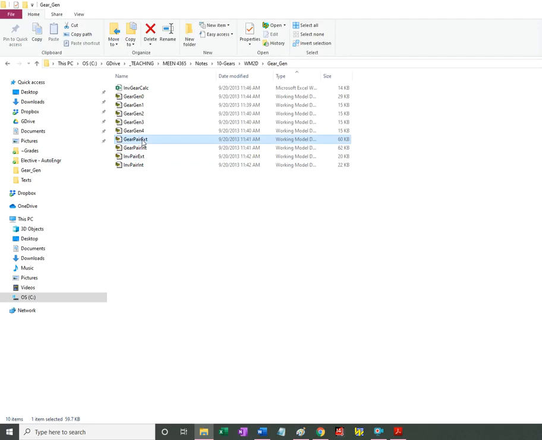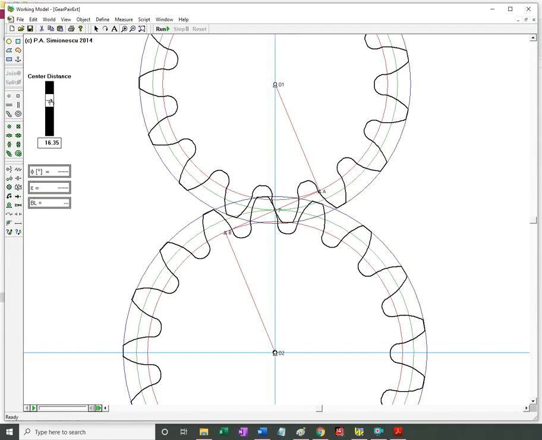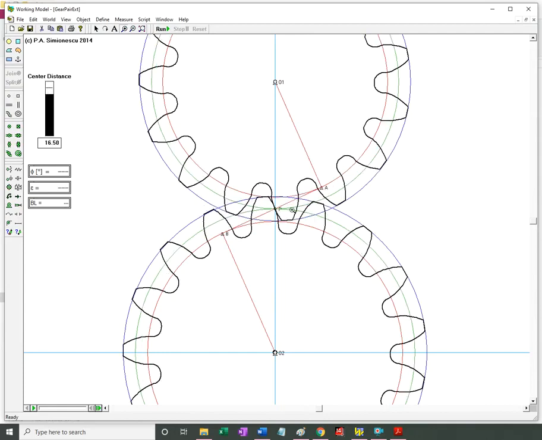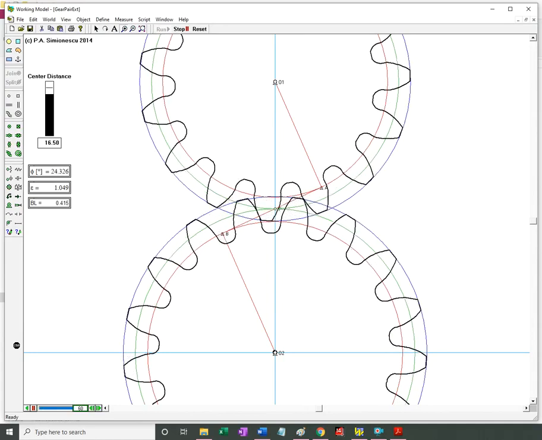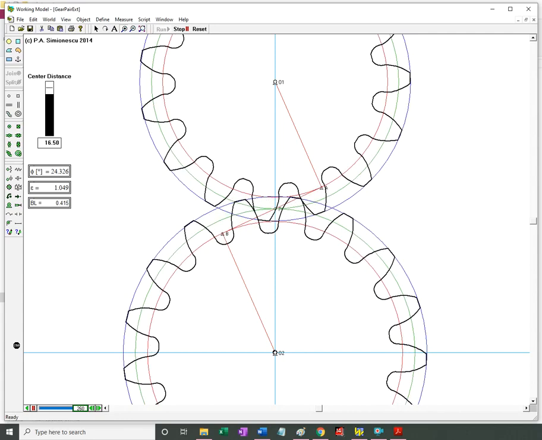So gear pair external, now I have not just a pair of teeth, but as you can see, I have zero backlash. Now I increase the center distance, there's substantial backlash now, but I still have involute meshing, or meshing of the involute teeth.